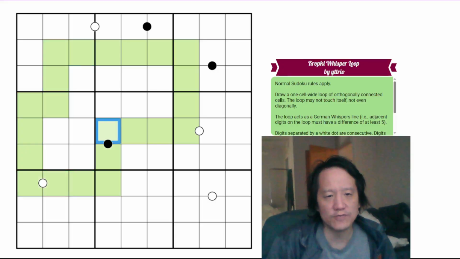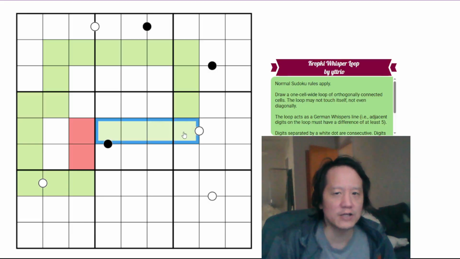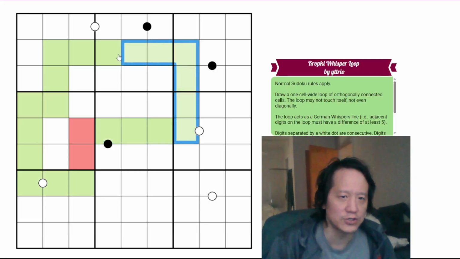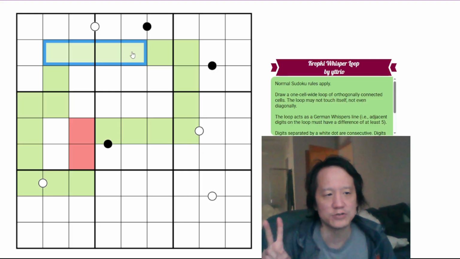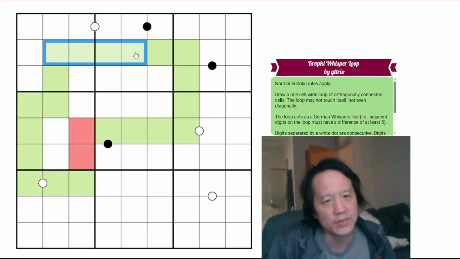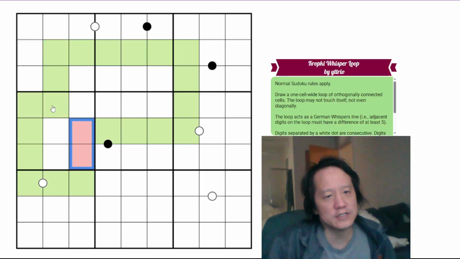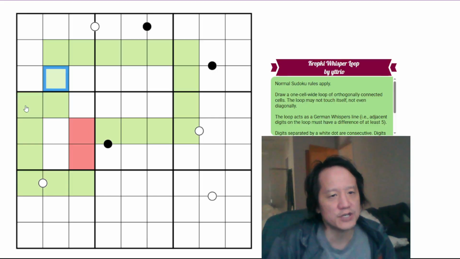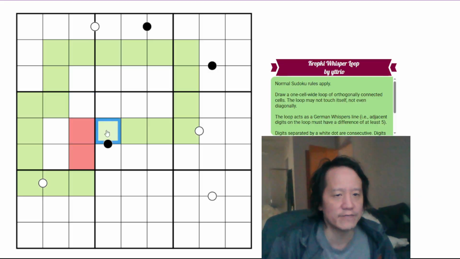What would not be valid for this loop, though, is say we went something like this. This is not a valid orthogonally connected loop. Orthogonally connected cells are essentially cells that share an edge. But this is not valid because these 2 cells, even though they share an edge with exactly 2 cells on the loop, share a corner with each other, and they're not neighbors, and they don't share a neighbor. So this is why this is not valid here.